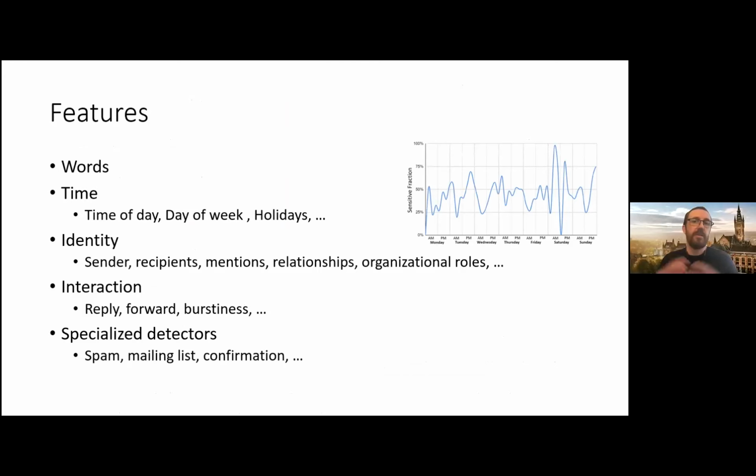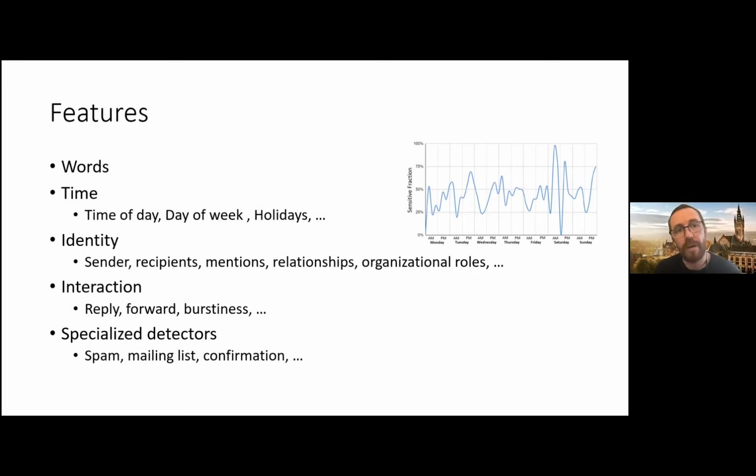So the point is, there's lots of different things. We've spoken quite a bit already about who's sending things and when they're sending things. All these different features are important for us to understand whether or not something's likely to be sensitive. So it can be words, it can be times, it could be the identities of senders, recipients, etc. The interactions, the burstiness of emails.